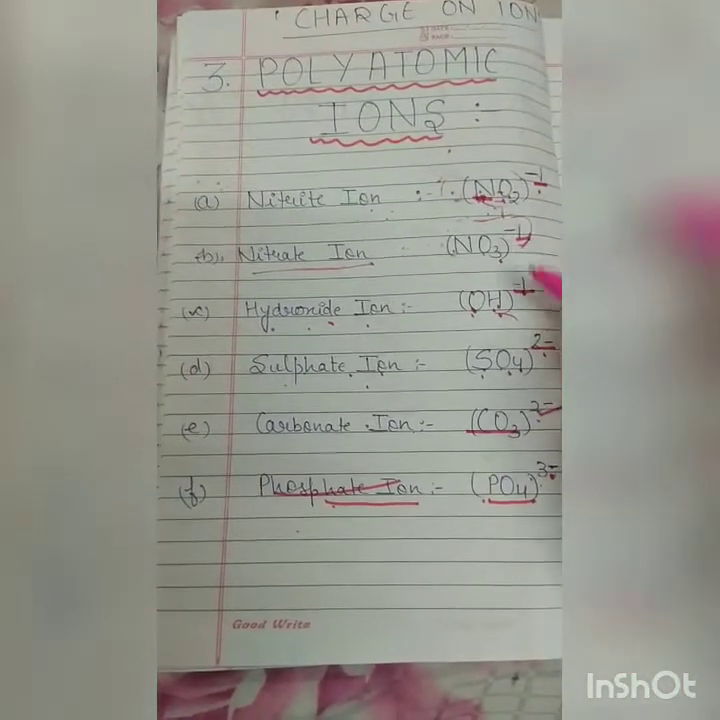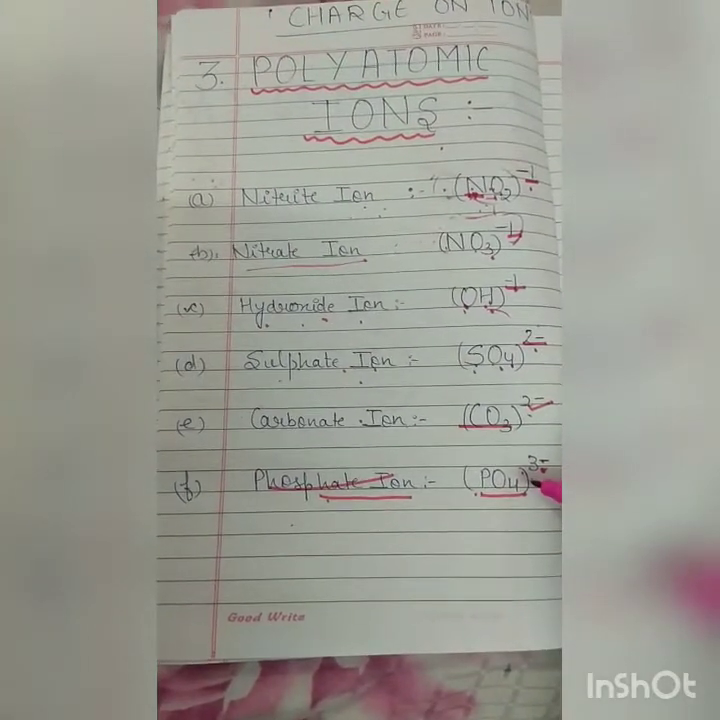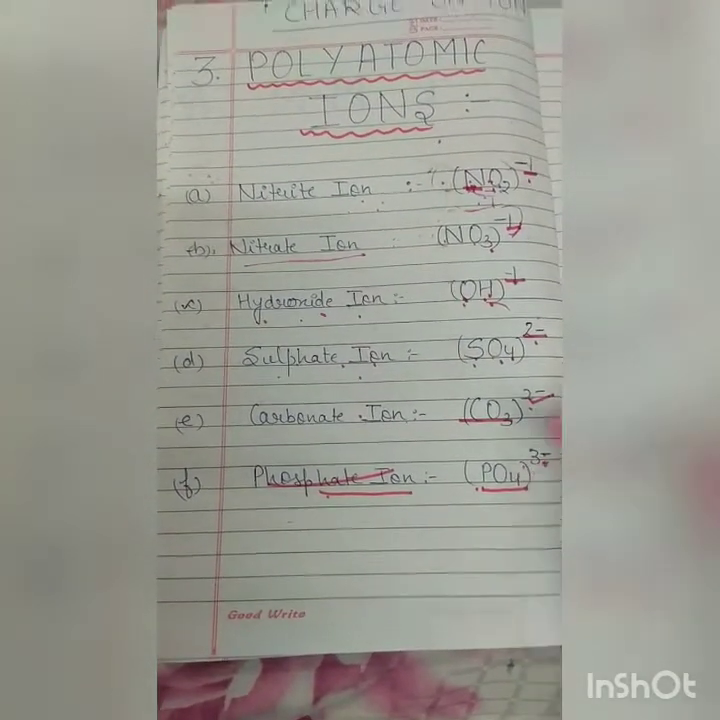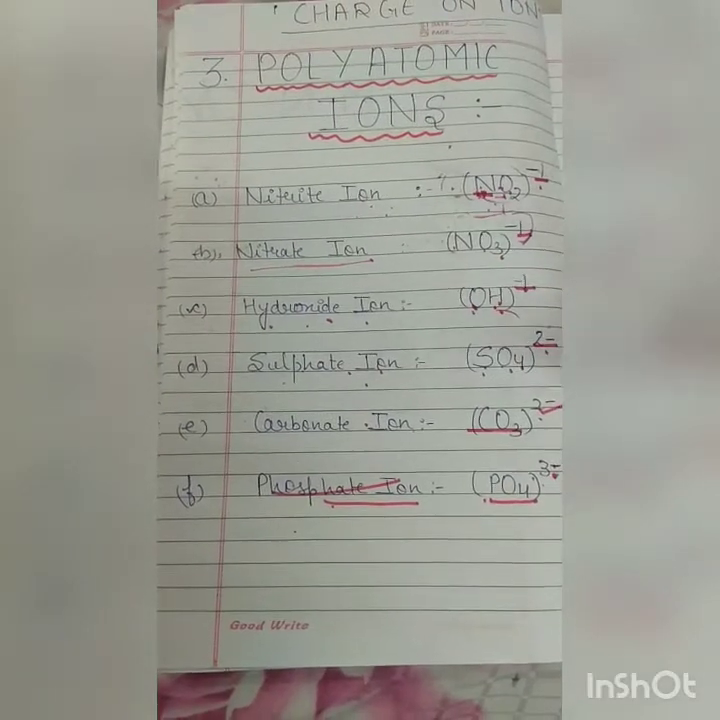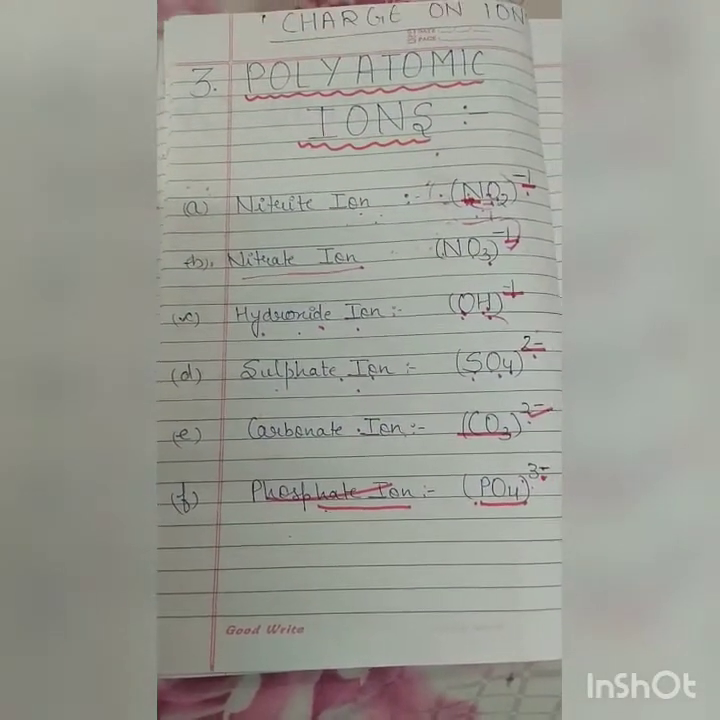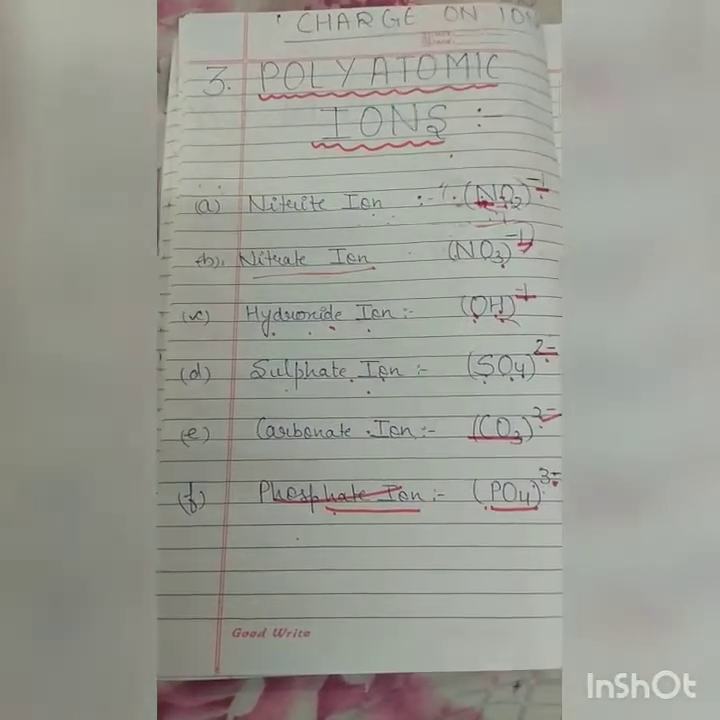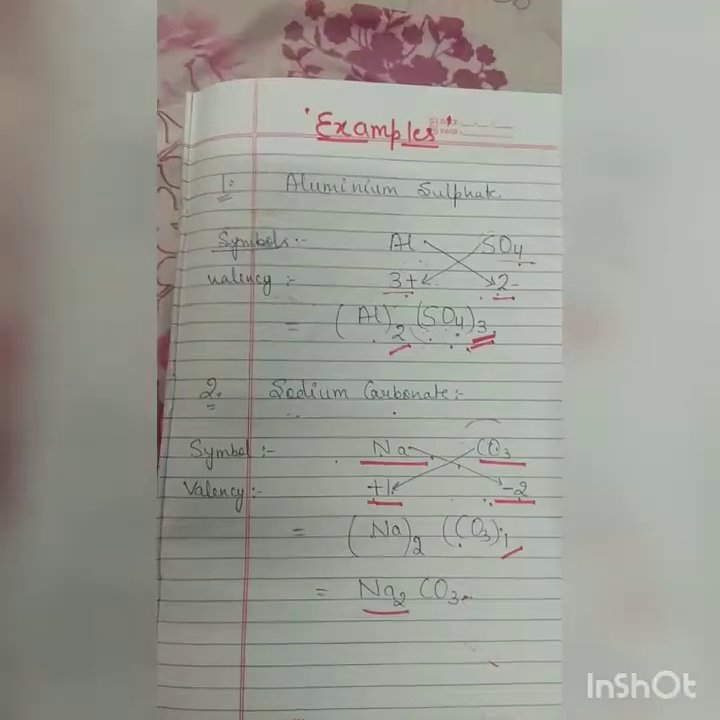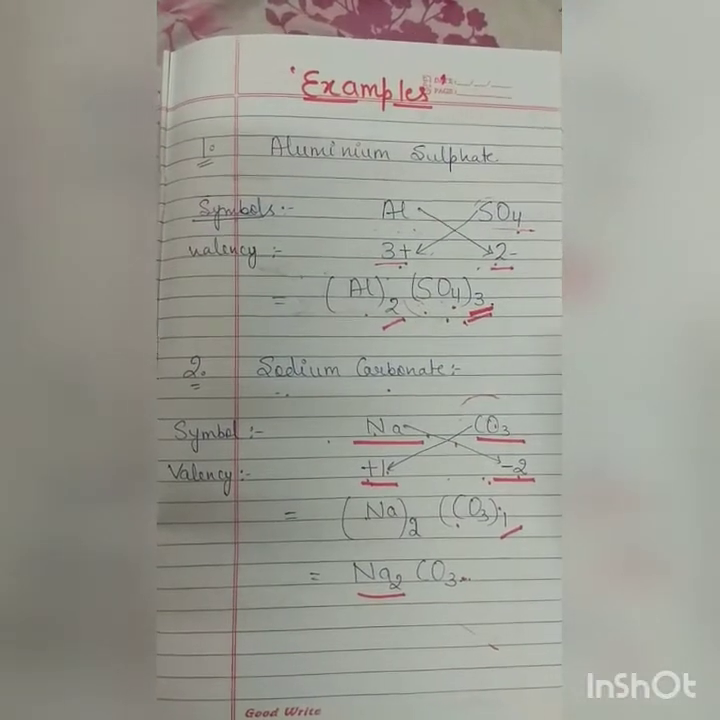We need to learn the valencies of polyatomic ions as they are. How these polyatomic ions are formed, you will be learning in your higher classes. So till then, please learn the valencies of polyatomic ions. Let's have a look at an example to understand it better.